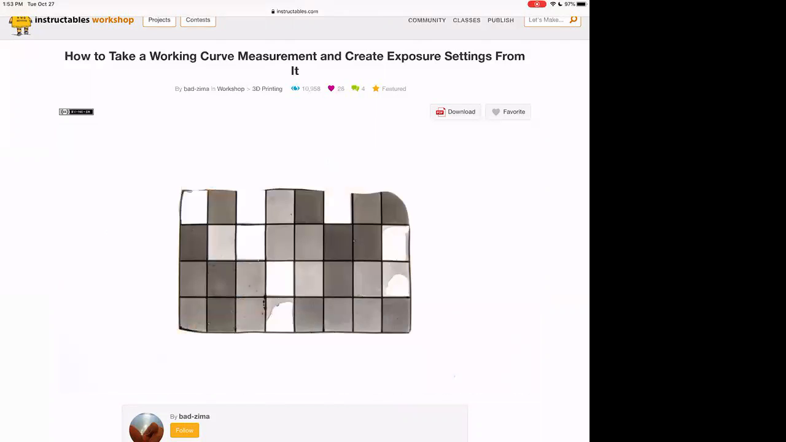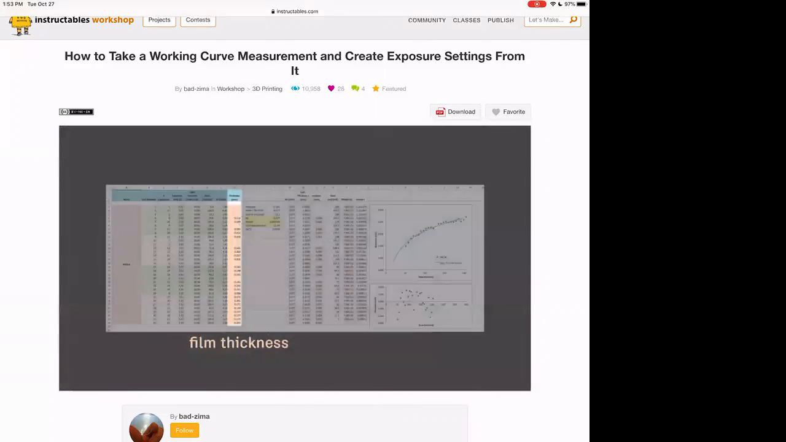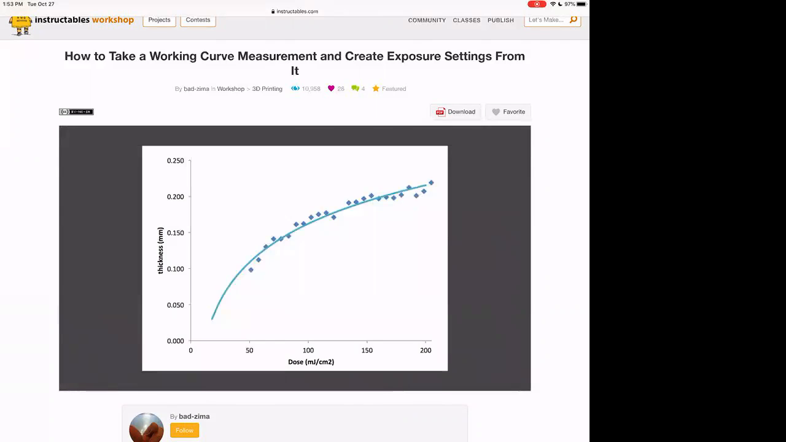panels. The darker panels received more light and are thicker, ones that received less light are thinner, and some panels never reached a threshold amount of energy and did not solidify at all. Next, we use a thickness gauge to carefully measure the thickness of each panel, then record the measurements onto a spreadsheet. The spreadsheet creates a plot of thickness versus light dosage.